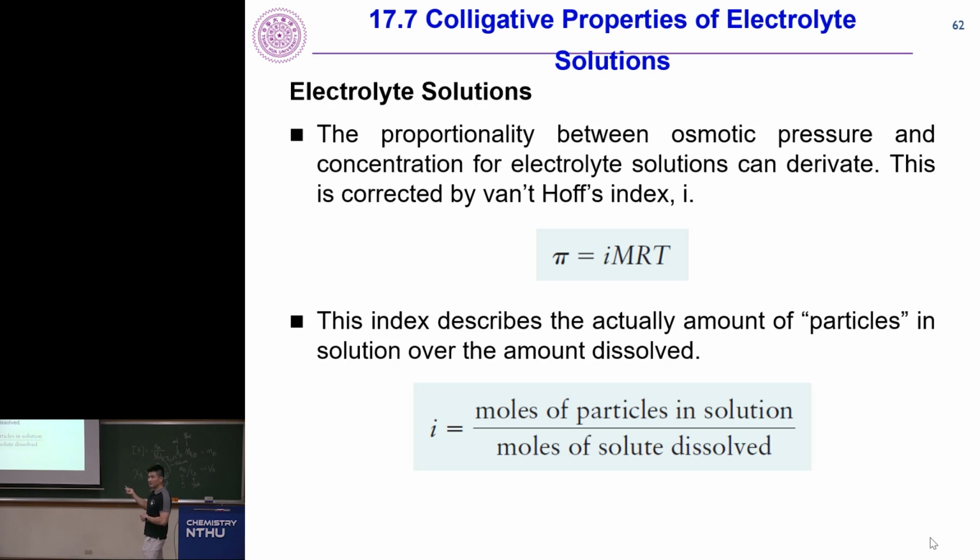Π equals iMRT, and this index describes the actual amount of particles in solution over the amount dissolved. Now i equals moles of particles in solution divided by moles of solid dissolved, right? So you dissolve sodium chloride, say 1 mole. You expect to get 1 mole of sodium plus and 1 mole of chloride minus, so i will be 2. Moles of solid dissolved will be 1 because you have 1 mole of sodium chloride. Moles of particles in solution will be 2, because 1 particle of sodium, 1 particle of chloride.